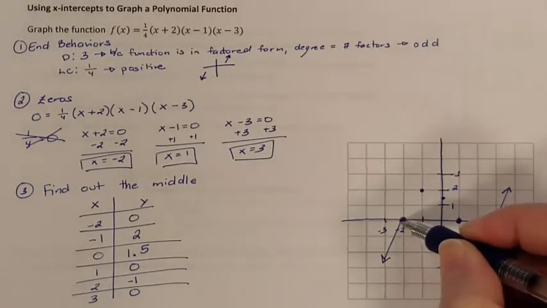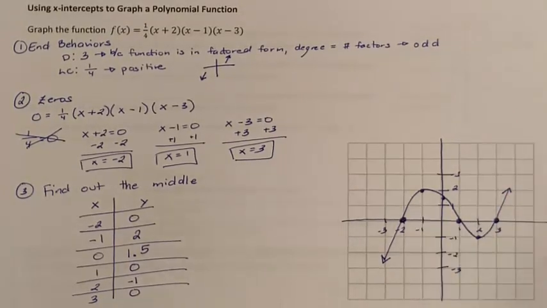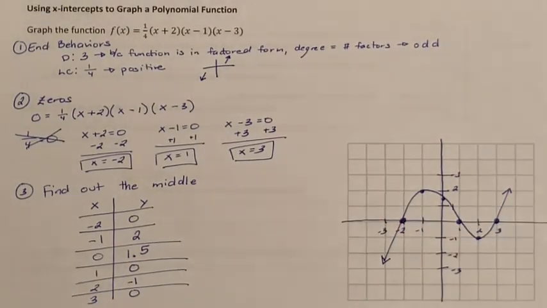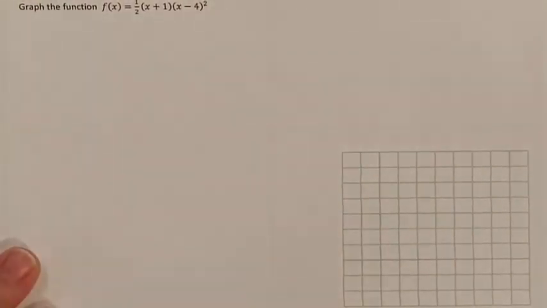So I have all of those. I am now going to connect my graph, connect all the points that I found, and now my graph officially looks like the Desmos graph. You have one problem left on the page. We're going to have you do this problem for independent practice.